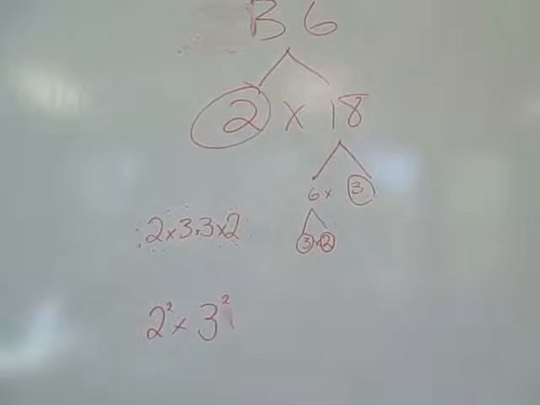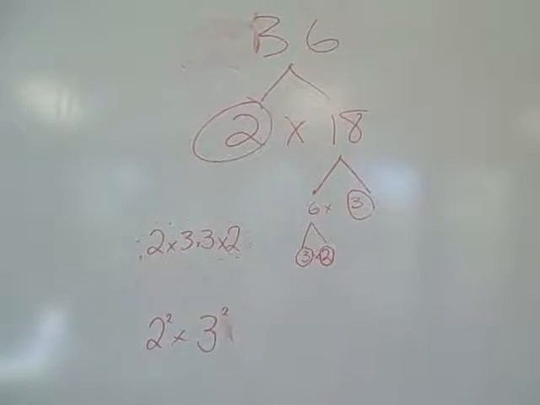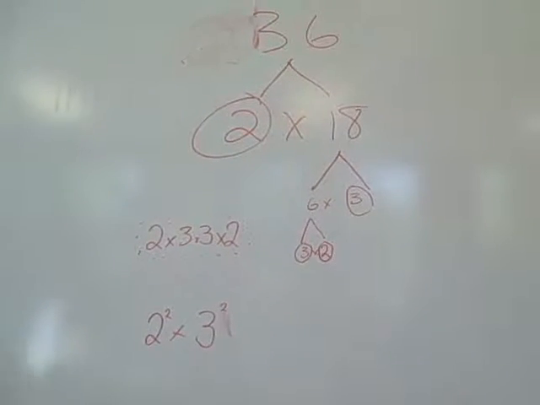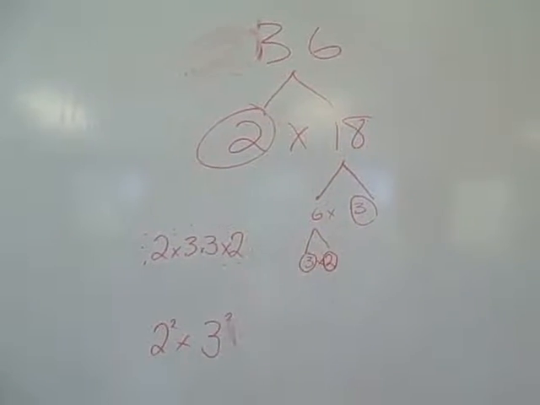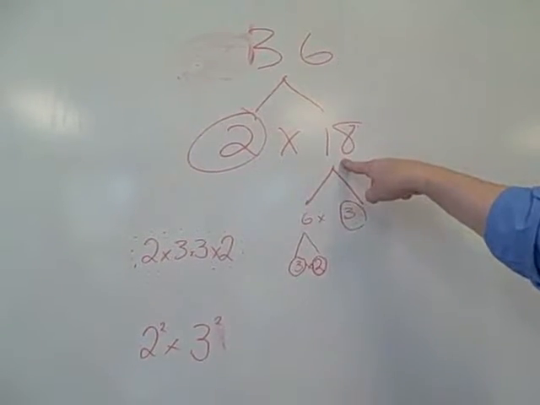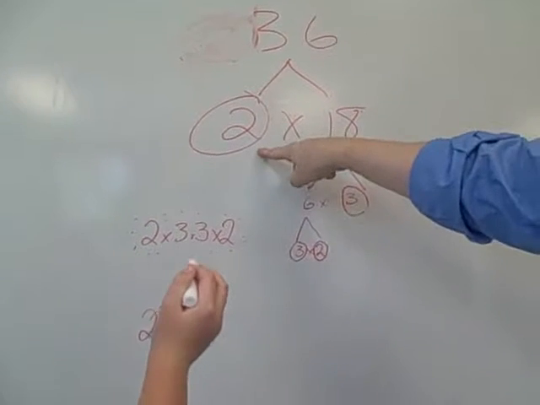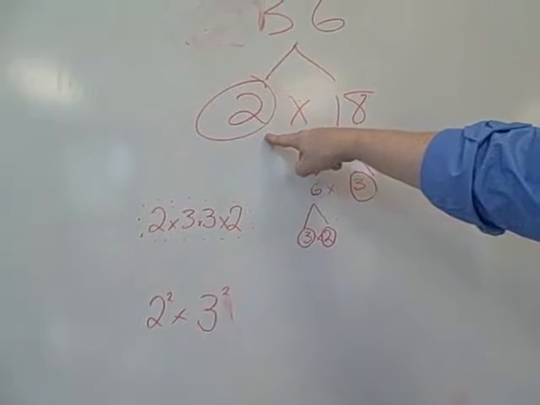This is how I shot my prime factorization string. What did you do first? First I did 2 times 18 because that equals 36. Why did you circle the 2? Why did I circle the 2?